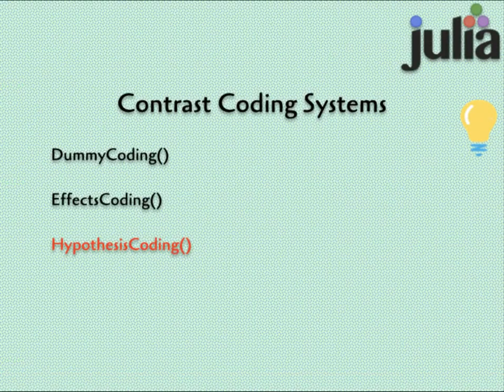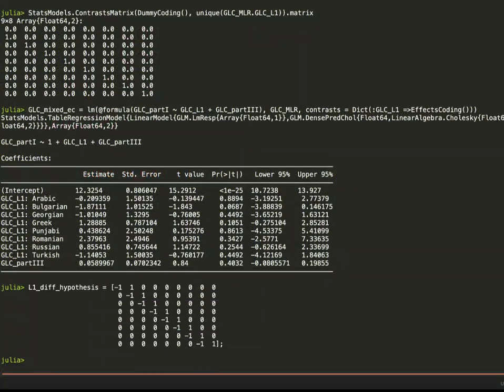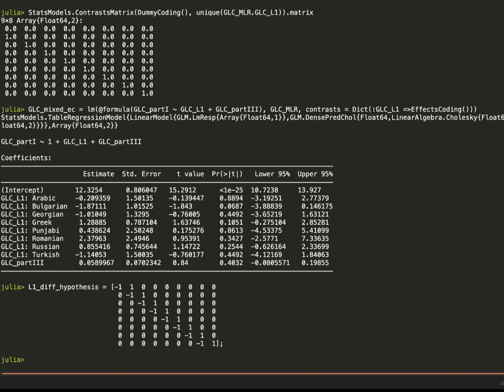Now, for manually specifying contrasts through a hypothesis matrix, you can use the hypothesis coding function directly within the dictionary of the contrasts argument in the LM function. But before doing that, I need to specify my hypothesis matrix that expresses the set of hypotheses that I would like to test. Let's walk through an example in order to make the ideas more concrete. The first step is to create the hypothesis matrix that implements a series of hypotheses whereby each row corresponds to a contrast between two languages.